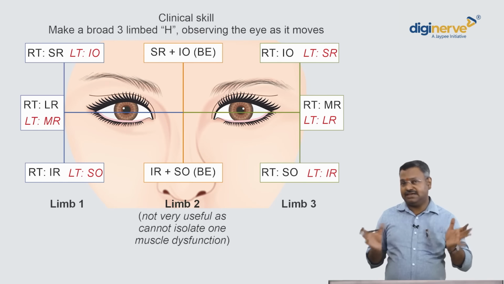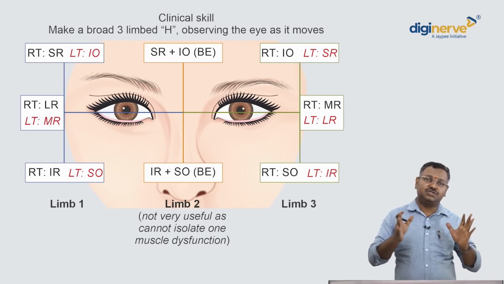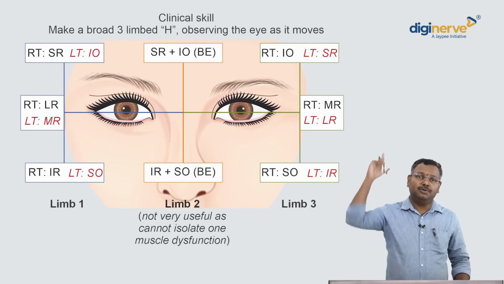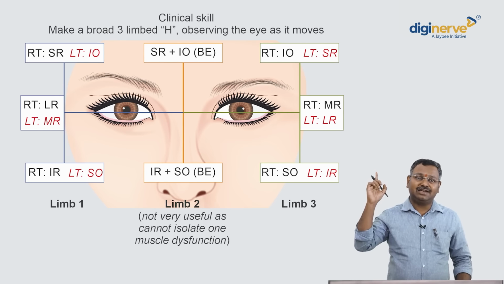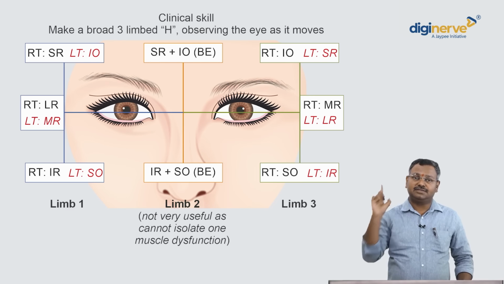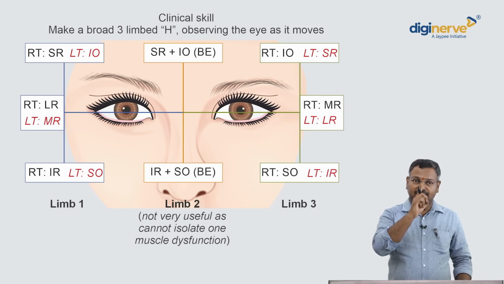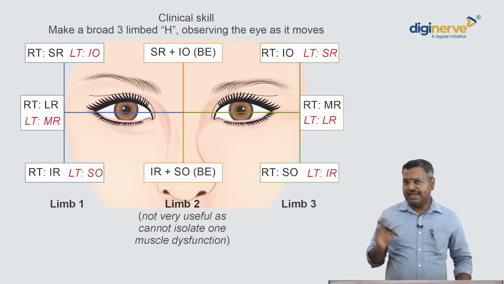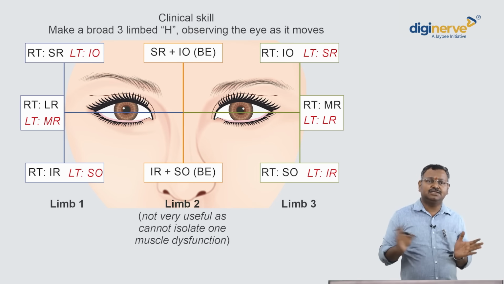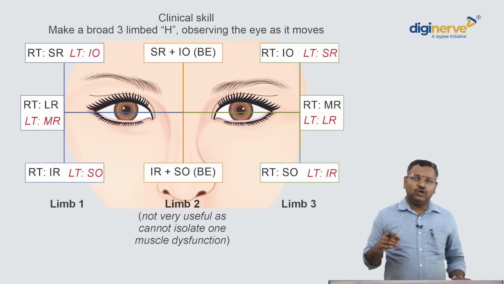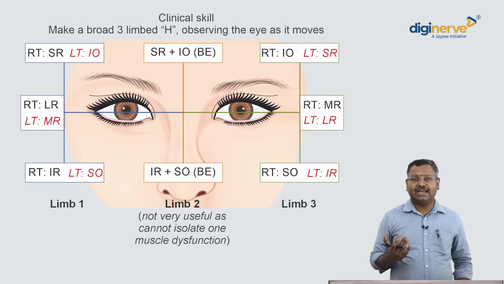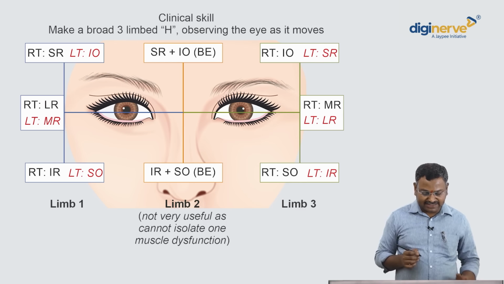When we examine the nerves, we are doing 3, 4, 6 together. So we do this H. Start from the center, go to the side, go up, go down. So going out, lateral rectus, superior rectus, inferior rectus. Come back, medial rectus, superior, inferior oblique, superior oblique. That's how you check both sides. And again remember, medial rectus and lateral rectus will be acting synergistically. The superior oblique and inferior rectus will also act synergistically, that you would be seeing.